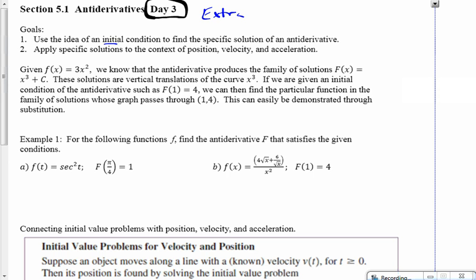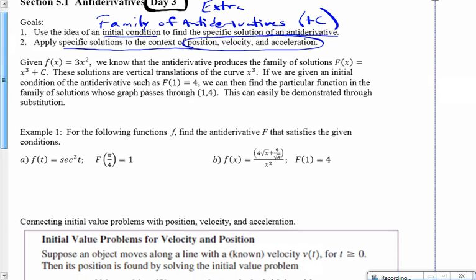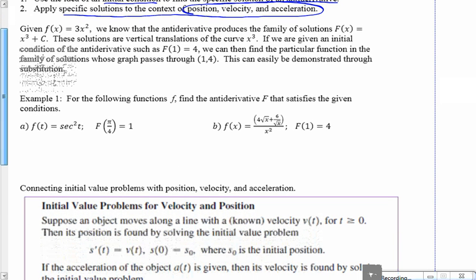We're going to use the idea of an initial condition under the guise of a family of antiderivatives, with that whole plus C idea, to find a specific solution for an antiderivative. And we're going to apply specific solutions to the context of motion really briefly. This will be covered a little bit more formally later on in this chapter and then again in chapter 6, but I want to give you a little bit of an idea here. Here's an example. I'll actually just go through one of these. Well, let's talk about it briefly.